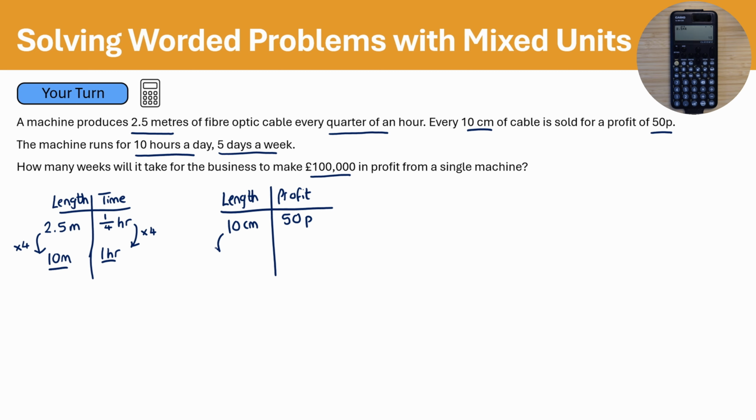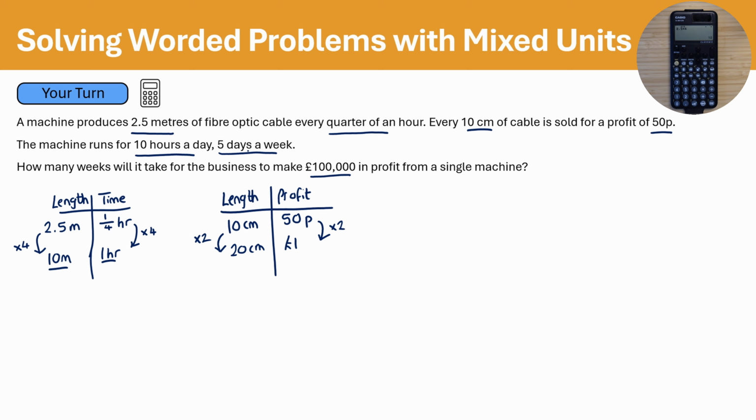Again, it might be helpful to change this into a more useful form. Let's work out the length that gives a profit of £1. So 50 pence multiplied by 2 gives us £1. Multiply that length by 2, and that tells us that 20 centimeters of cable gives a profit of £1.